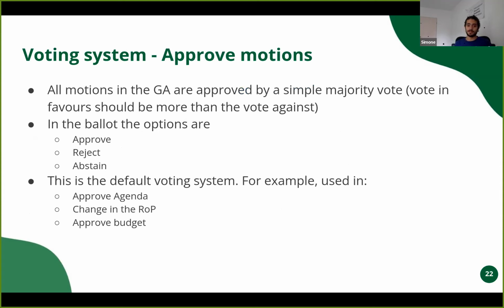Then voting system. There is the easy and the complex part. The easy one is when you need to approve stuff, for example, the new budget. Then it's a simple majority vote.